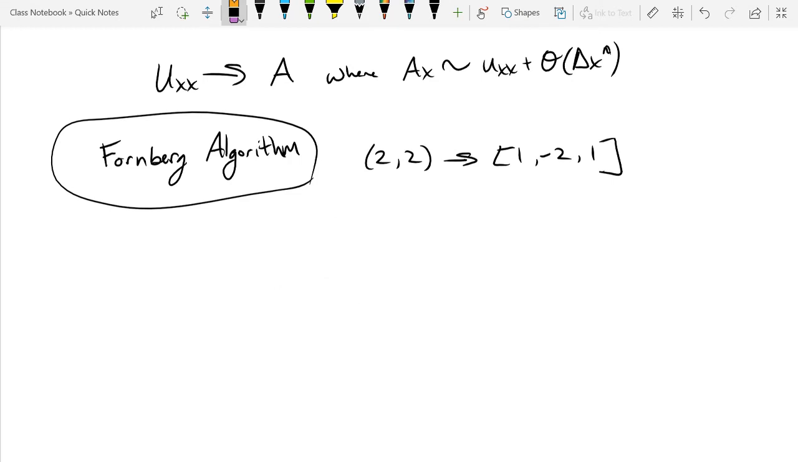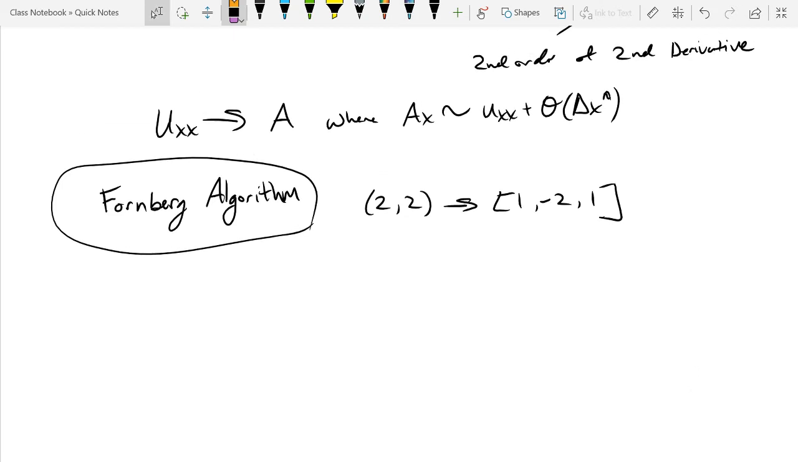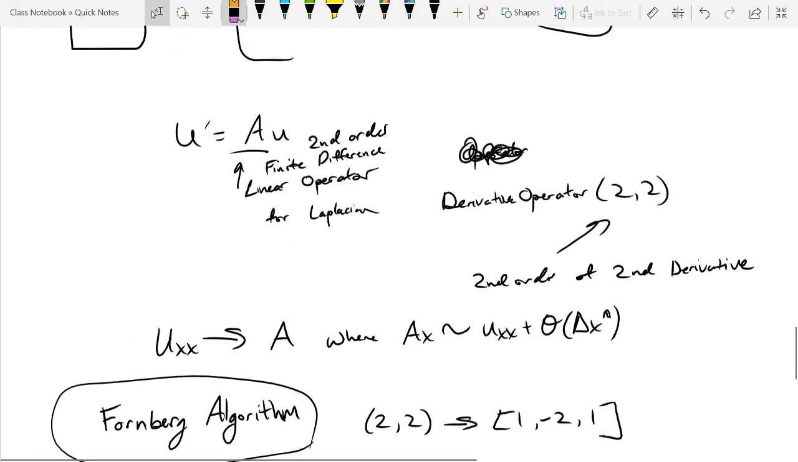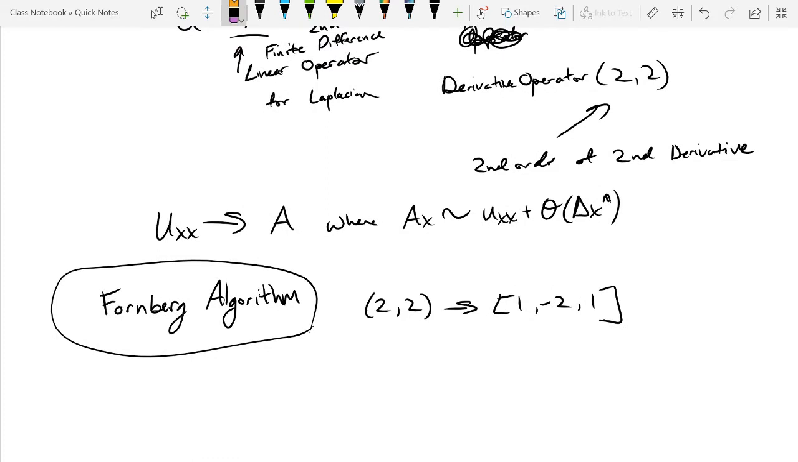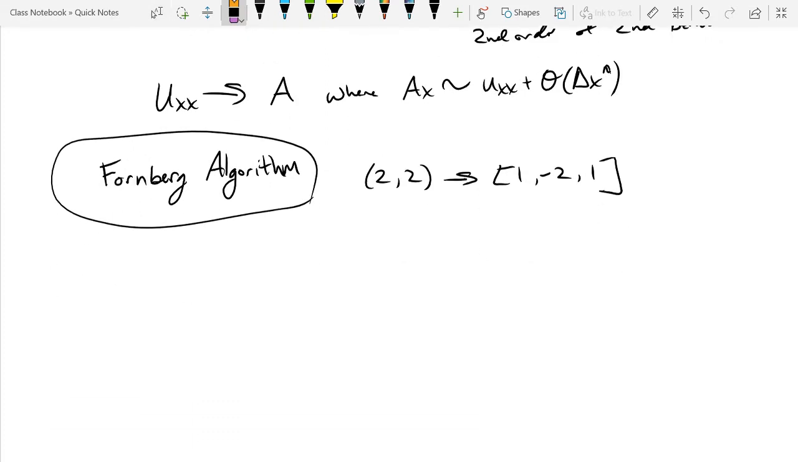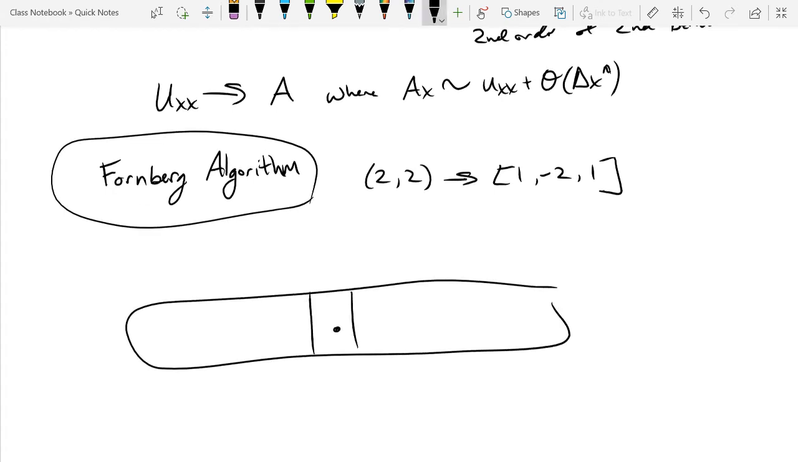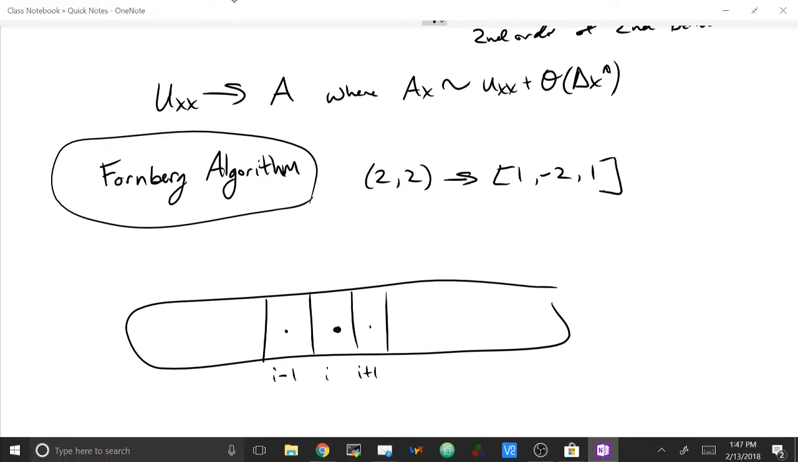But DiffEqOperators.jl, through the Thornburg algorithm, gives you any derivative with any order. The other thing to note is this is called the centered derivative because it is the derivative centered around the point that we're taking the derivative of. If we're taking the derivative at this point, we're using one value to the right and one value to the left, so i plus 1 and i minus 1. This is different than what we'll have to do for the advection equation.